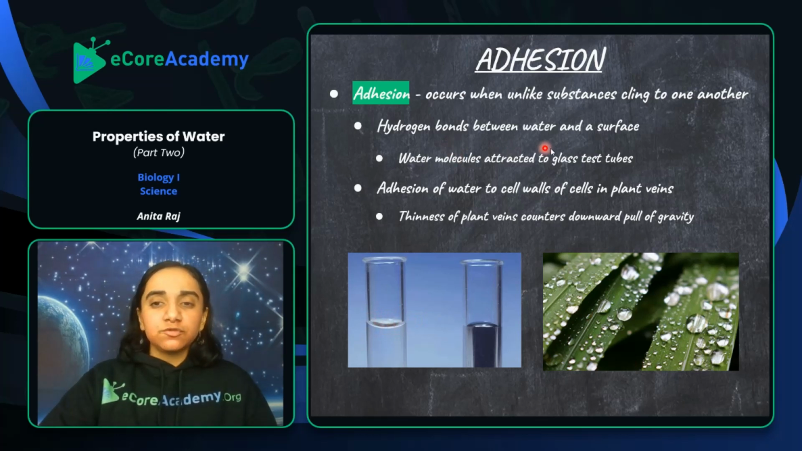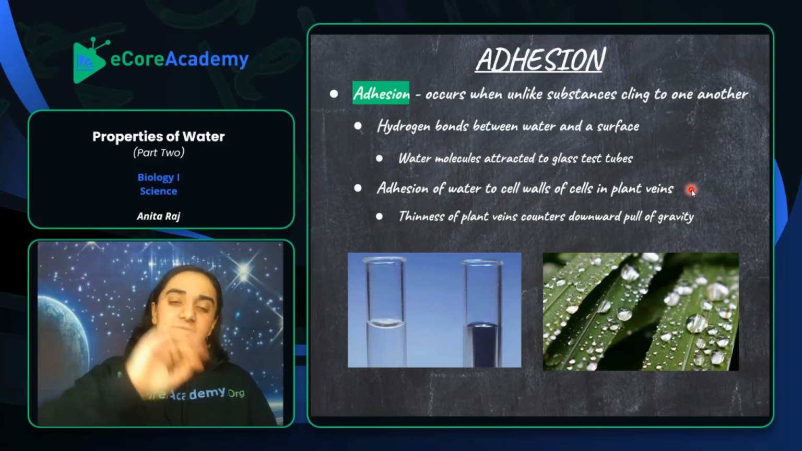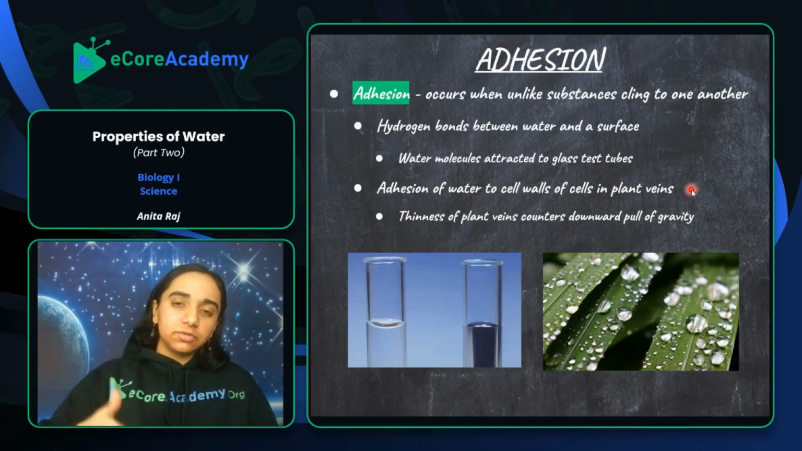So hydrogen bonds will form between the water and a surface, again, between one of the polar ends of oxygen, and then if the surface has a different charge, then those two will form a hydrogen bond between each other. Like I said, water molecules are attracted to glass test tubes because of this. Adhesion of water to cell walls of cells and plant veins, like we're talking about the xylem. So plant cells have cell walls on the outside. So you can think of the xylem as being lined by plant cells, all of which are coated on the outside by a cell wall.